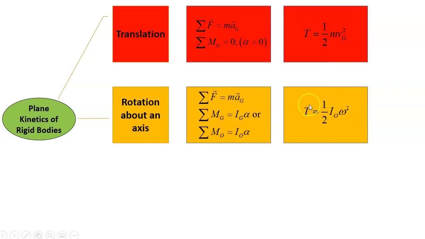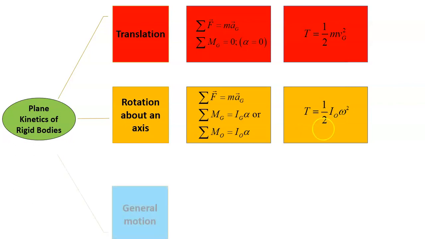You also can find the kinetic energy using the general form, which is half Ig omega squared plus half m vg squared. If you expand this equation and instead of Io you write it as a function of Ig, it's equal to Ig plus m d squared, and if you substitute and simplify, you will extract the same equation, and this is the simplified form of the kinetic energy.